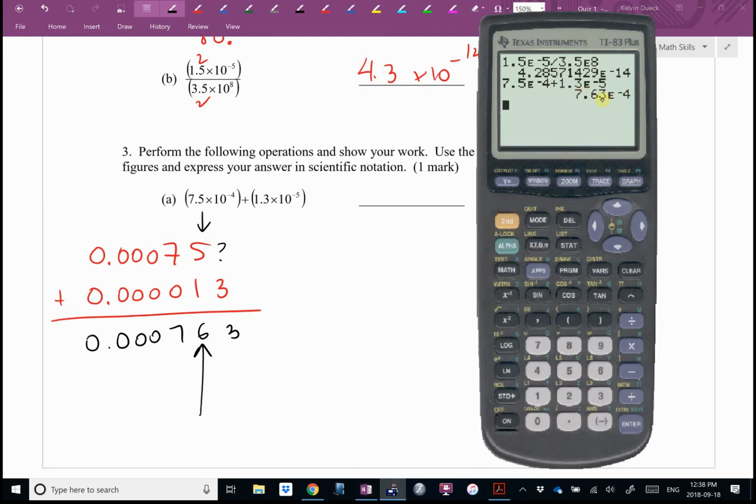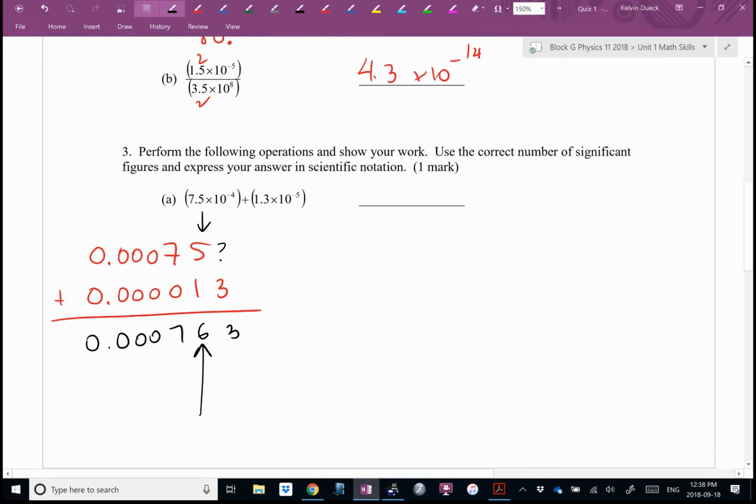So I looked at this and I said, I think I'm just not going to write the 3 or 1, 2, 3, -4. Final answer is going to be 7.6 half mark times 10 to the -4 half mark. Nope. You use the incorrect number of sig figs. So you're going to get a half mark if you have the times 10 to the -4, but you lose a half mark for bad sig figs.